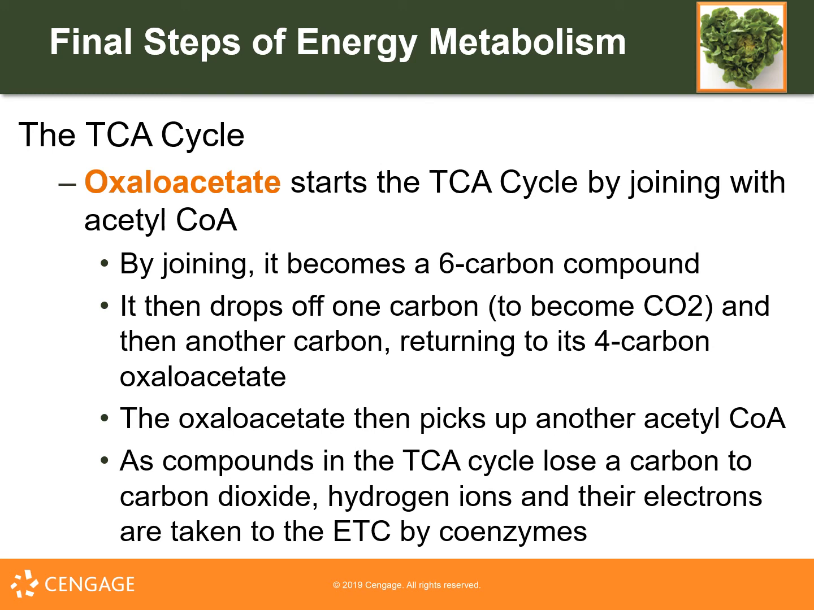Oxaloacetate starts the TCA cycle by joining with acetyl-CoA. Oxaloacetate must be available for acetyl-CoA to enter. It's a 4-carbon compound that becomes a 6-carbon compound when combined with acetyl-CoA. It then drops off 1 carbon and then another carbon, returning to its 4-carbon oxaloacetate.